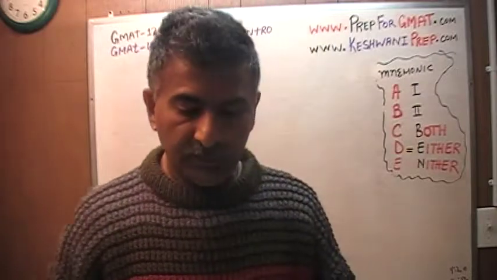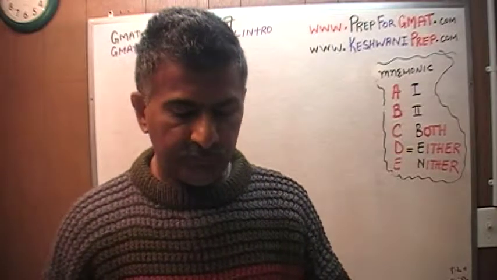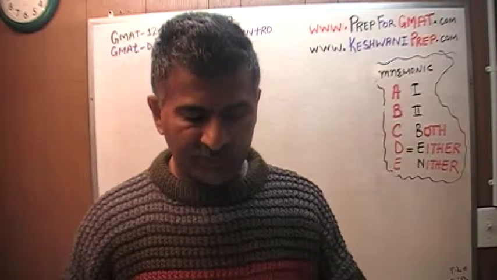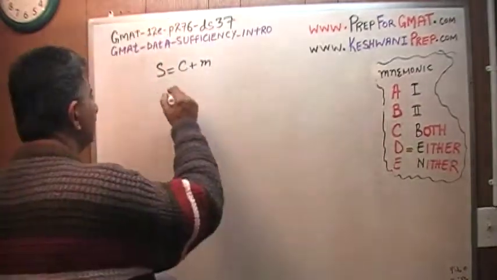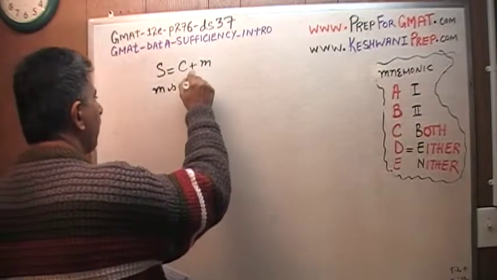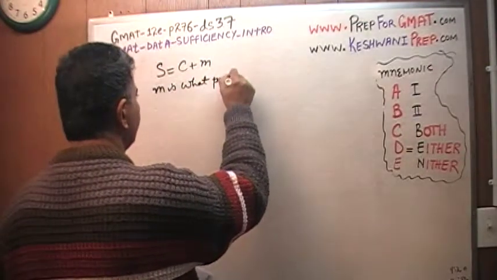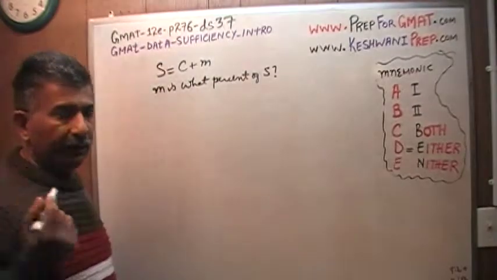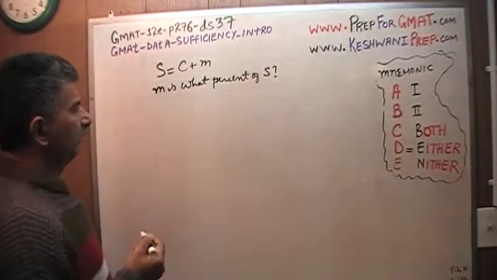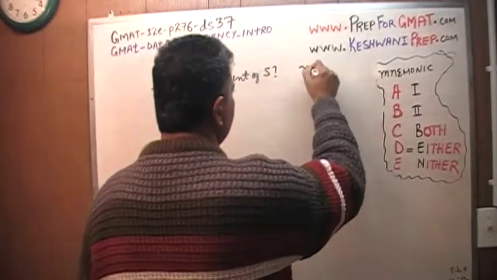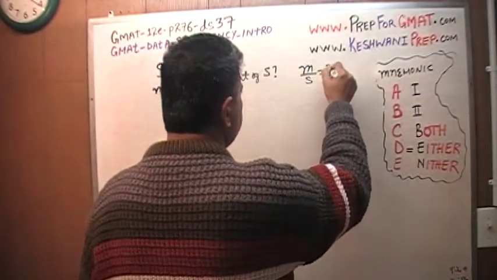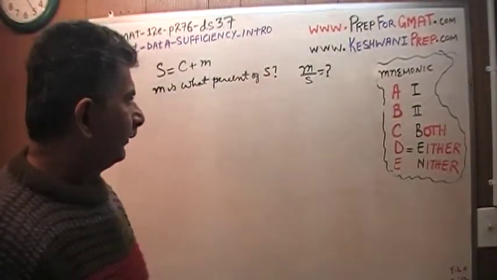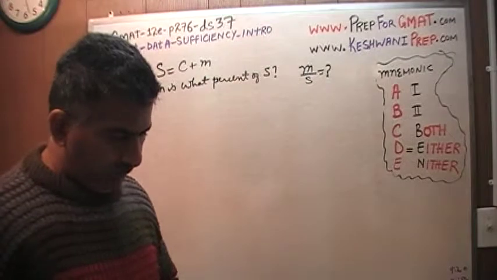The question is, the markup on a certain television set is what percentage of the selling price? So the question is, markup is what percent of selling price? In other words, what they want us to figure out is the ratio of markup to selling price, and that will tell us the percentage. Let's see what they give us.